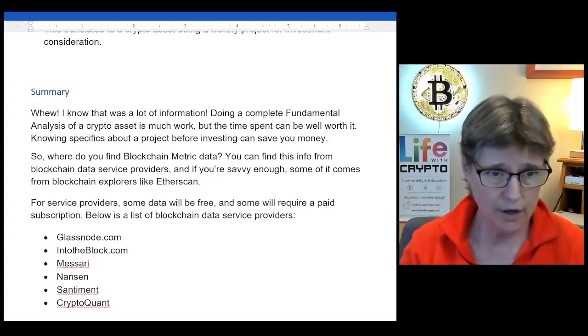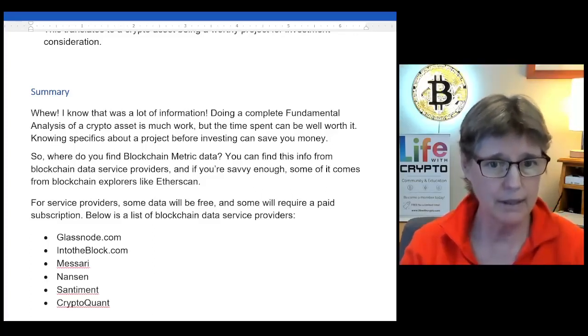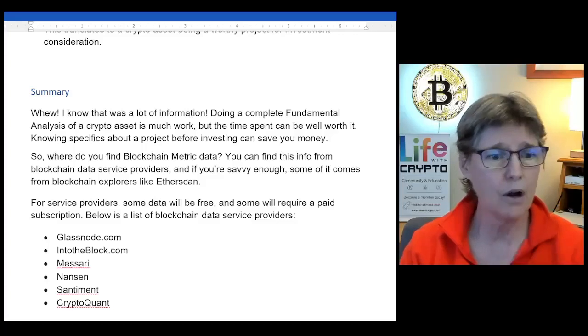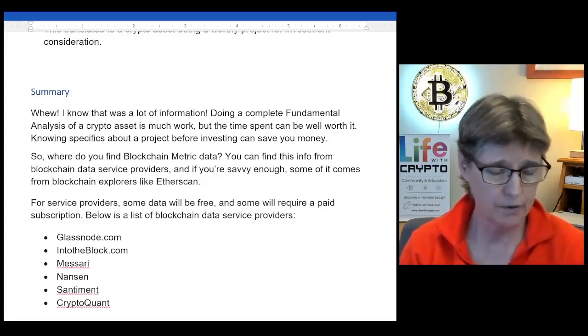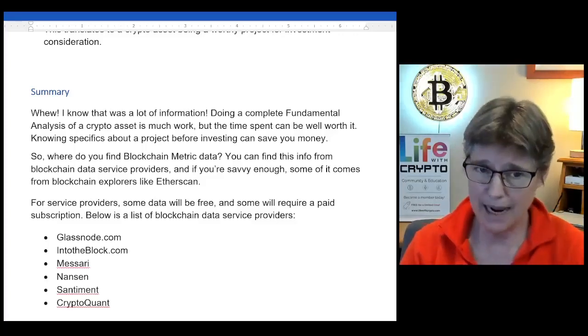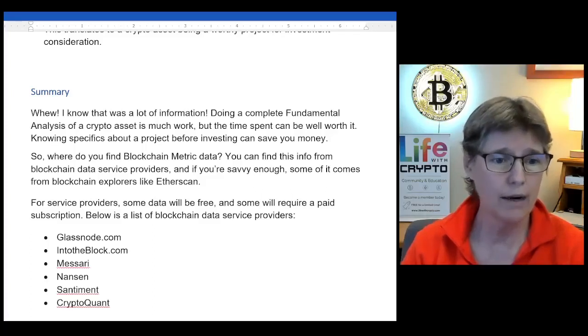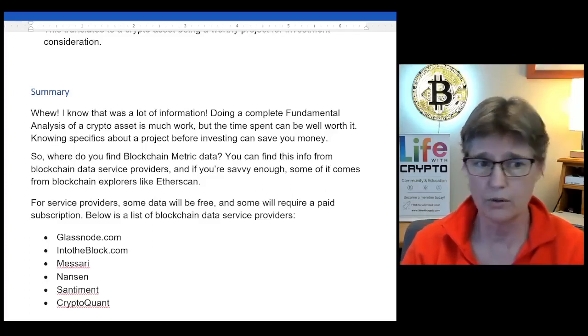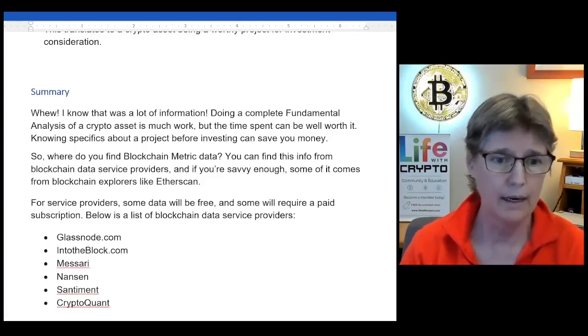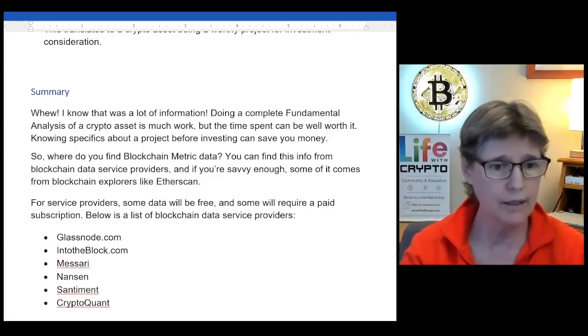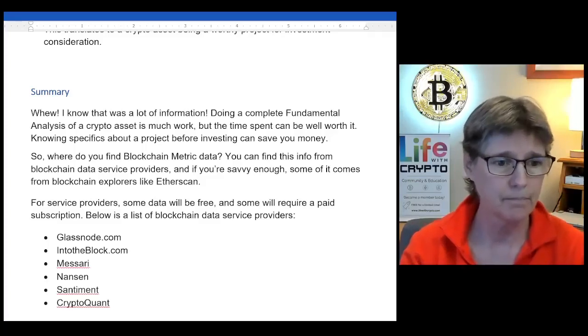So as I said, where do you find this blockchain metric data? You can find this info from blockchain data service providers, and if you're savvy enough, some of it you can find on actual blockchain explorers like Etherscan. Every blockchain has a blockchain explorer. It's where you can go look at all the transactions on that blockchain.